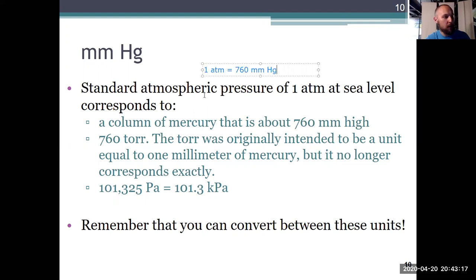1 ATM is also equal to 760 torr. It's also equal to 101,000 pascals, or 101.3 kilopascals. That conversion would be given to you, but know the one up top: 1 ATM is equal to 760 millimeters of mercury. That allows us to work between units. That's a barometer. How about a manometer?